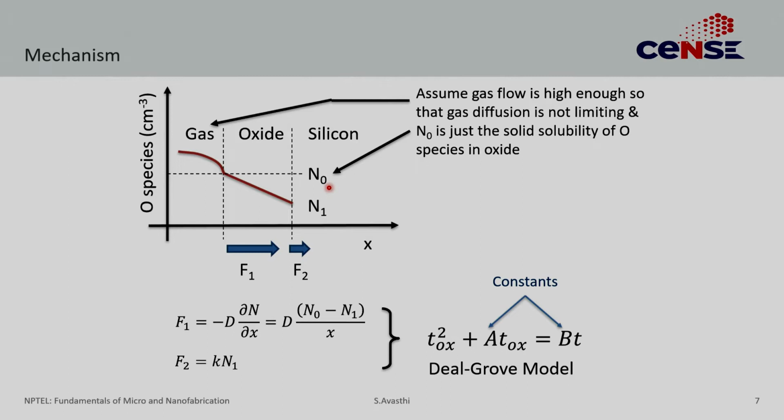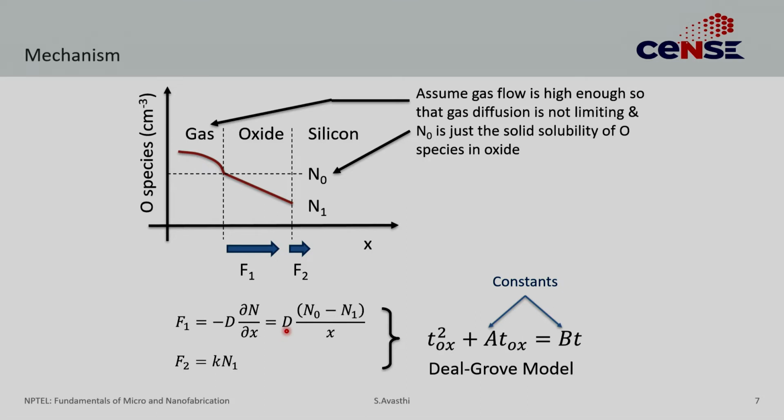The next, let's just do Fick's model. So this is diffusion, Fick's model applies. So flux F1 is given by the first law, which is D, the diffusivity of this oxygen species inside the oxide, times dN by dx. Now assuming this is linear, and under very good approximation it is sort of linear, this is nothing but D times (N0 minus N1) by x, where N0 is the solid solubility, and N1 is the concentration at the interface.